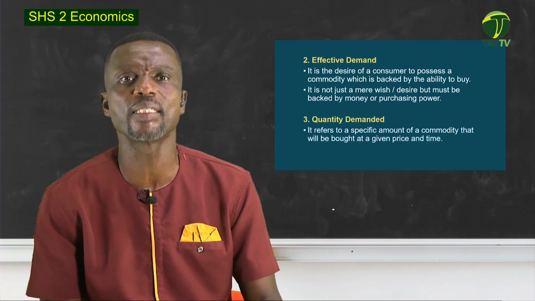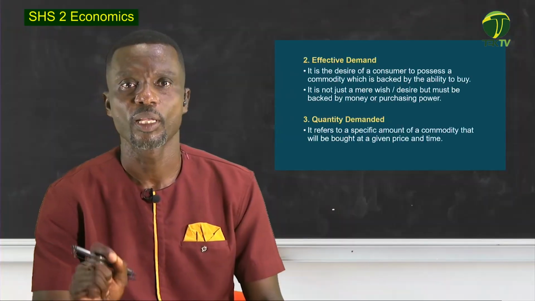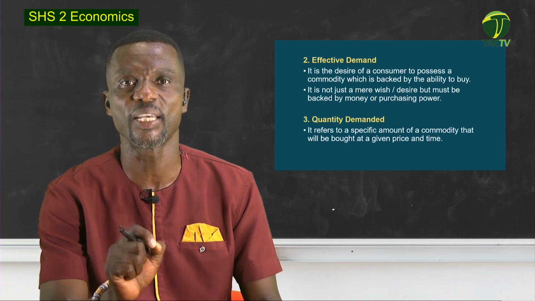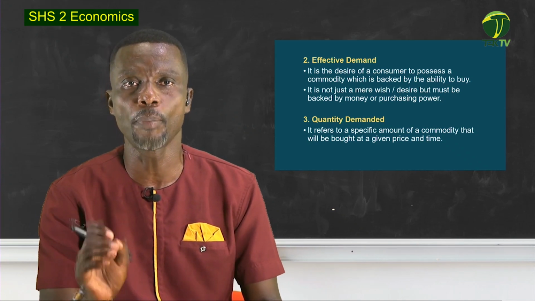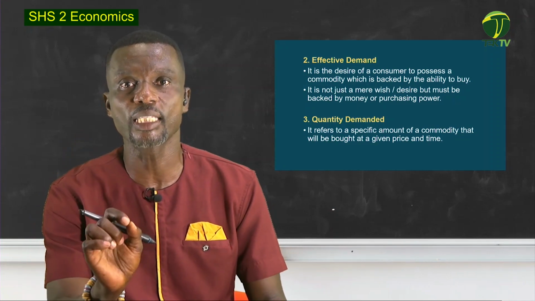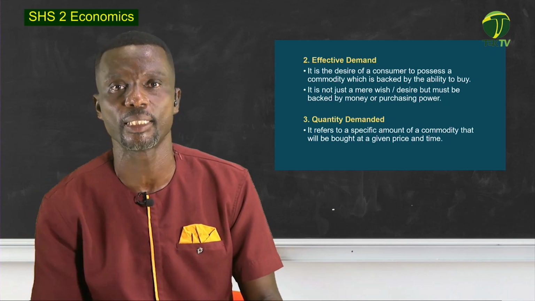Then what do we mean by quantity demanded? Quantity demanded simply talks about the specific amount of a commodity that will be bought at a given price and time. So let's say you have 1 cedi, and the price of a sachet of water is 25 pesos. If you're able to buy 4 sachets of water with the 1 cedi, the 4 sachets of water is what we call quantity demanded.